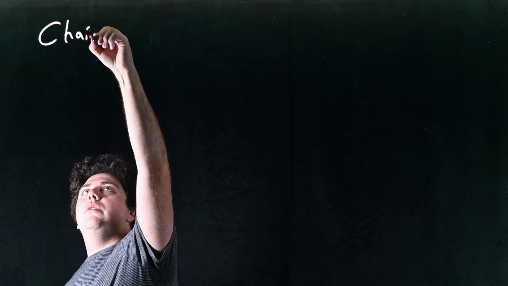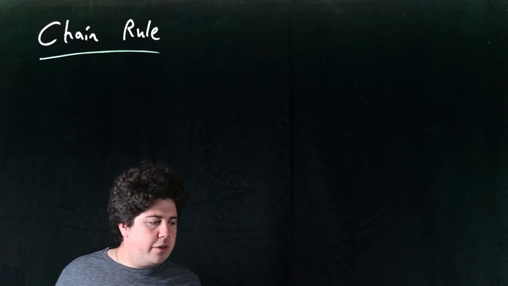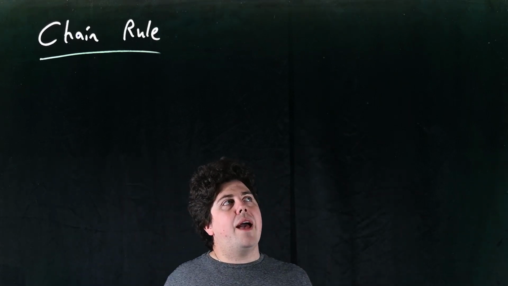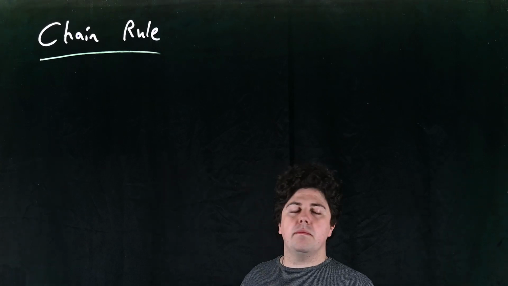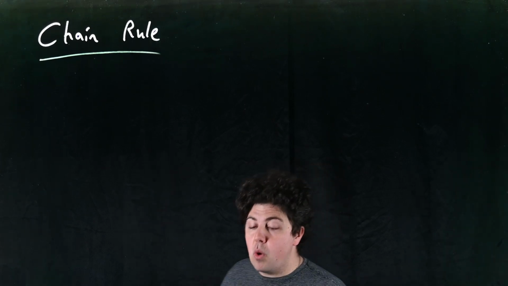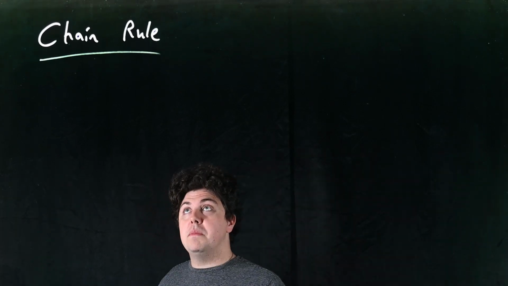Alright, so let's talk about another rule of differentiation called the chain rule. So there are things we can do with functions. We can add functions, we can multiply functions by a constant, we can take the product of two functions, we can take the quotient of two functions. But another thing that we can do is we can take the composition of functions.